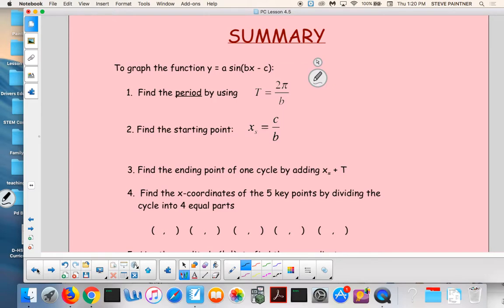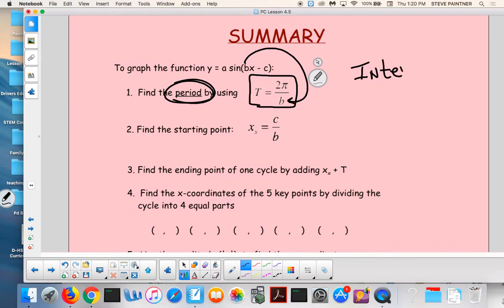First, you're going to find what? The period. How do you find period? 2 pi over b. 2 pi over b. You guys know where b comes from? Right there. Okay, then I wish you'd add this in right now. This is not in there, so please add it in.